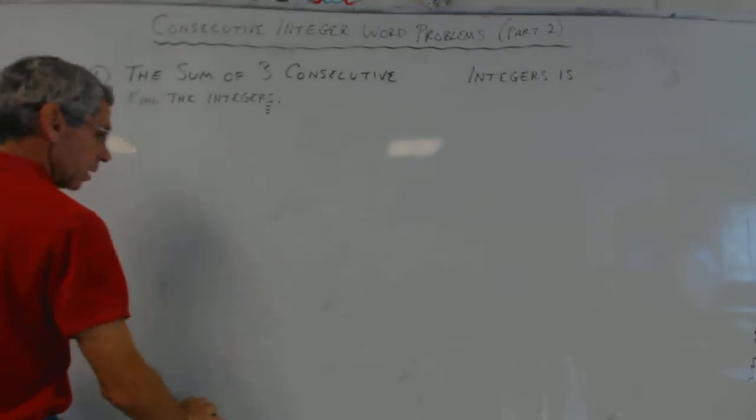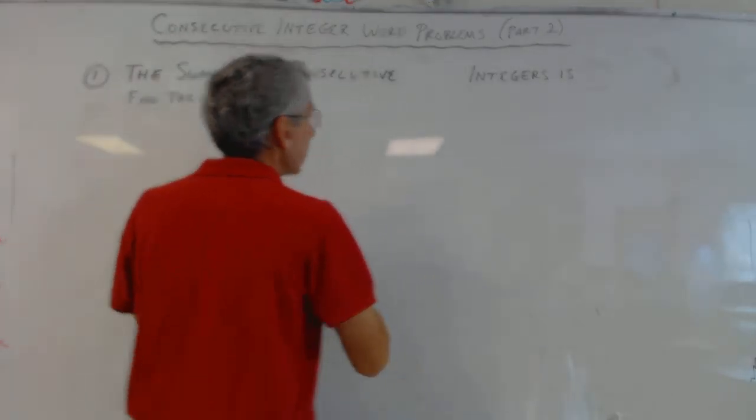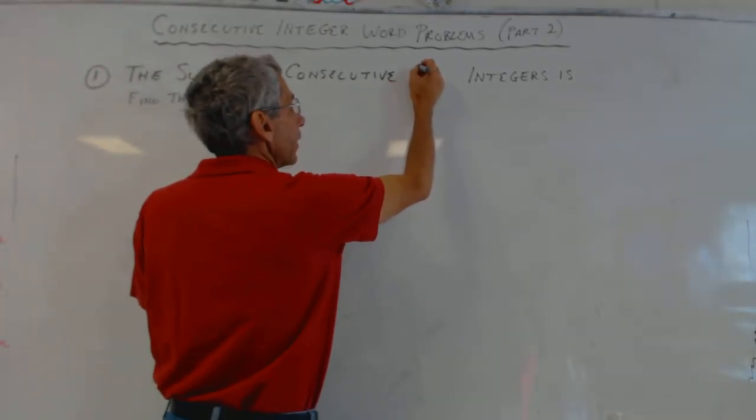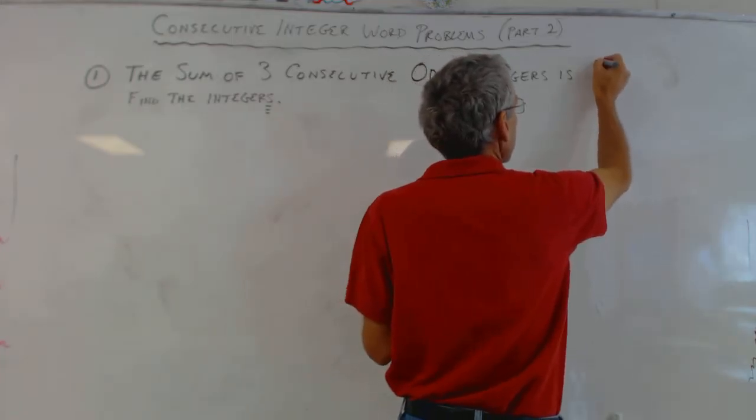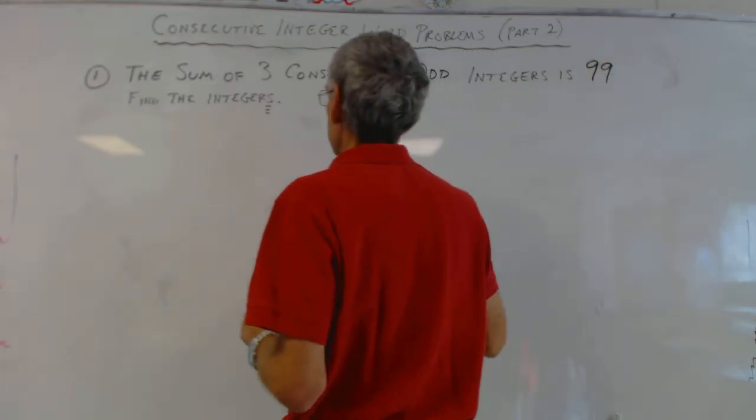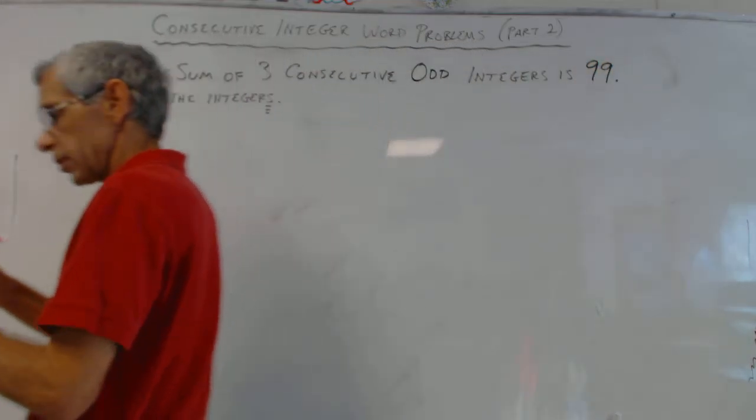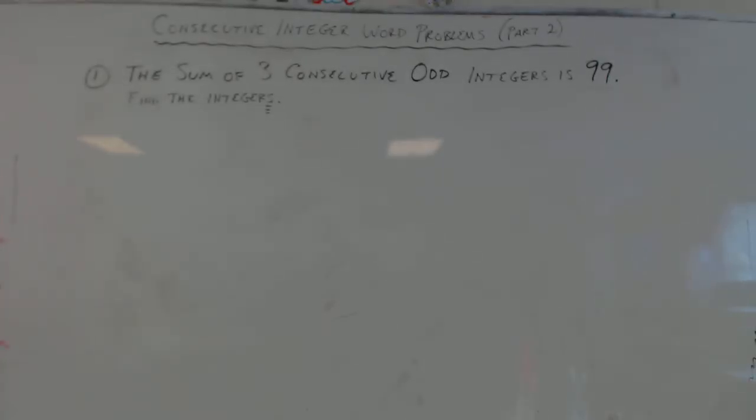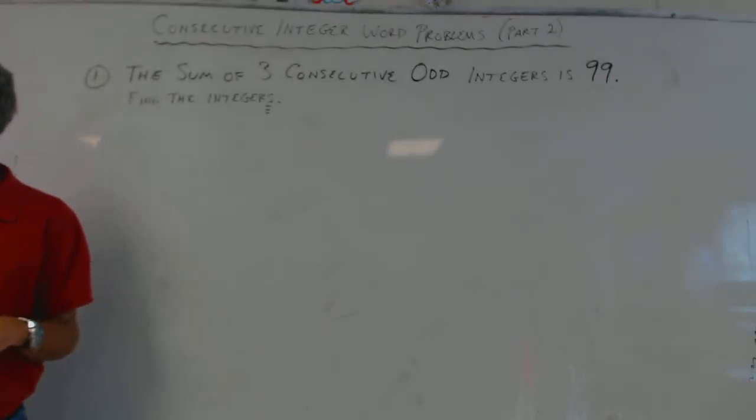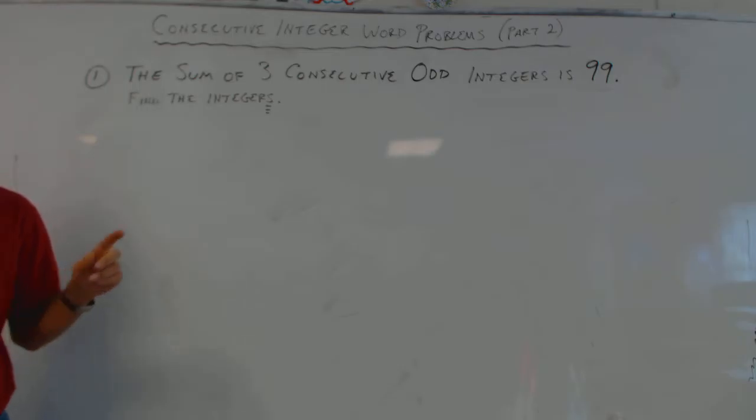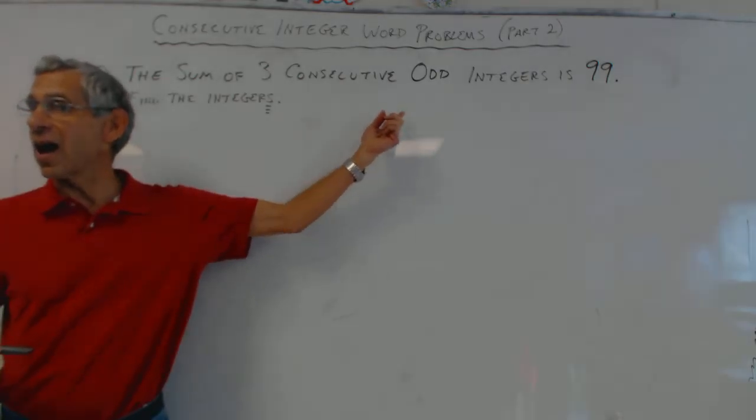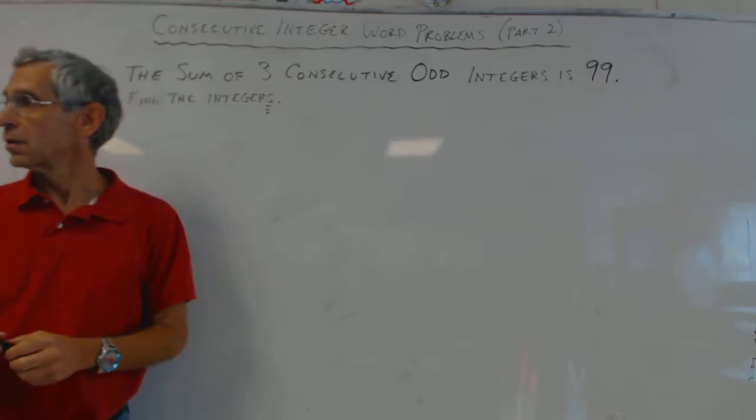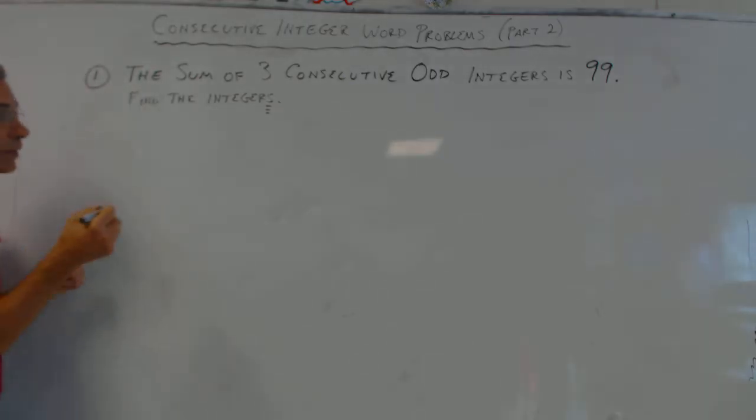Okay. The sum of 3 consecutive odd integers is 99. Find the integers. Okay. So now they're talking about consecutive odd numbers. Let's think about that for a second.